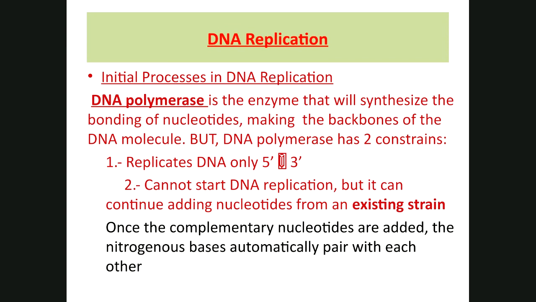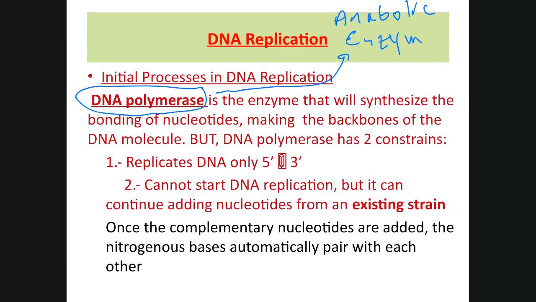All right. Now the process of DNA replication requires enzymes. The main enzyme that accomplishes DNA replication is an enzyme called DNA polymerase. This is what we call the anabolic enzyme, because without this enzyme, the copying of DNA could not be possible. All the other enzymes are helpers, but this one is the main enzyme.